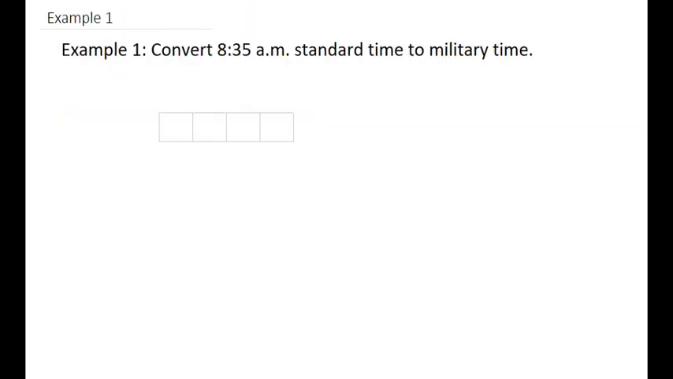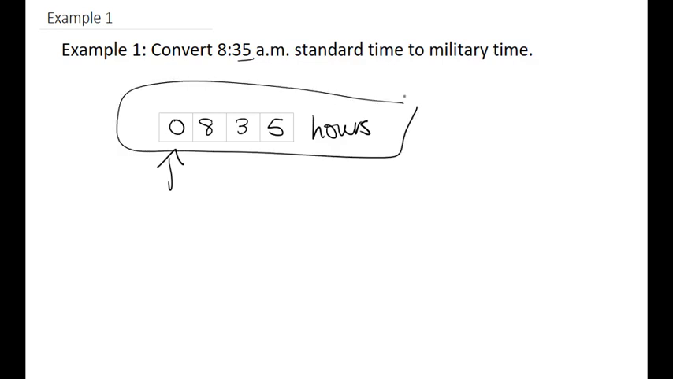Convert 8:35 a.m. standard time to military time. So we'll start out with this 5 and we'll put it here as we work from right to left. We'll put the 3, the 8, and then the 0. Then we'll just put in hours. Notice how we put the 0 in to represent the 4th placeholder that we needed to have. And then this would be what military time is at 8:35 a.m.